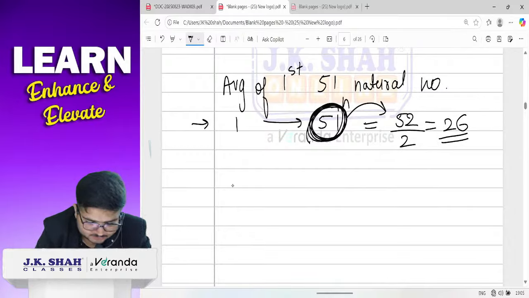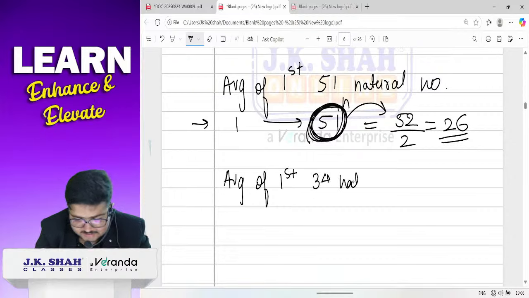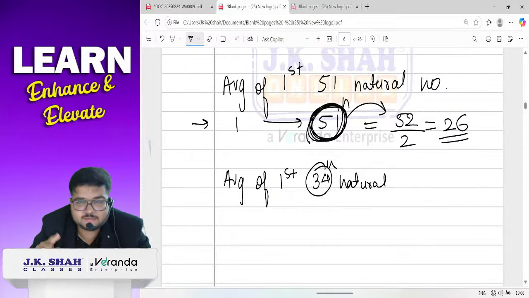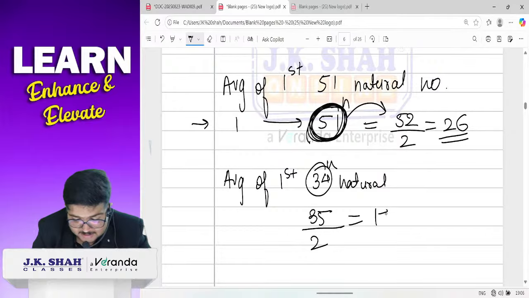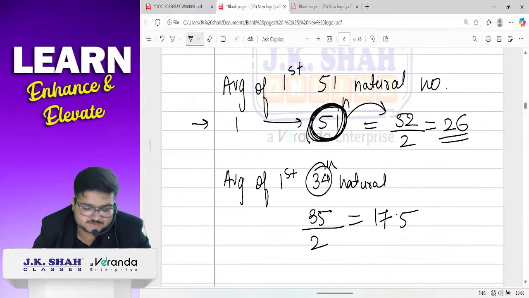Sir, what are you trying to tell? I am not understanding. For example, if they ask you to find the average of the first 34 natural numbers, 34 is your n. You don't have to half 34. You take the next number after 34, that is 35, and half it. The answer is 17.5. Half of the next number, for the average of natural numbers.